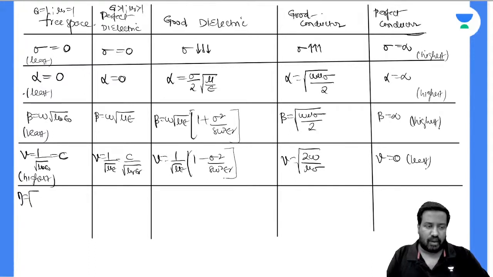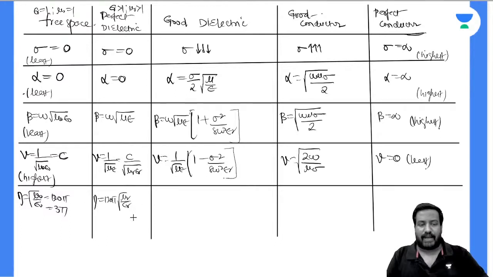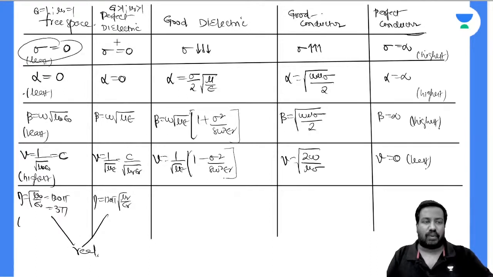Eta is under root of mu naught by epsilon naught, which is 120 pi, about 377 ohm. Here eta is 120 pi into under root of mu r by epsilon r. Mu r value is practically approximately equal to 1, and epsilon r is greater than 1. So eta is decreasing. And in both these cases, eta is a real value because sigma is 0.